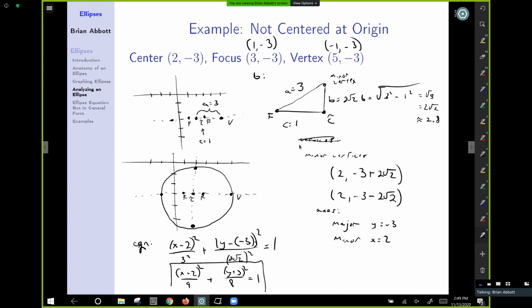And if you're thinking, hey, this looks like one of the earlier examples we did, it is. We just did it in reverse this time.